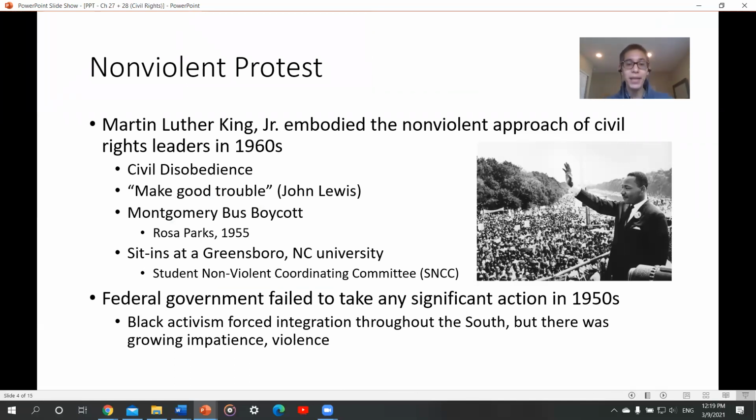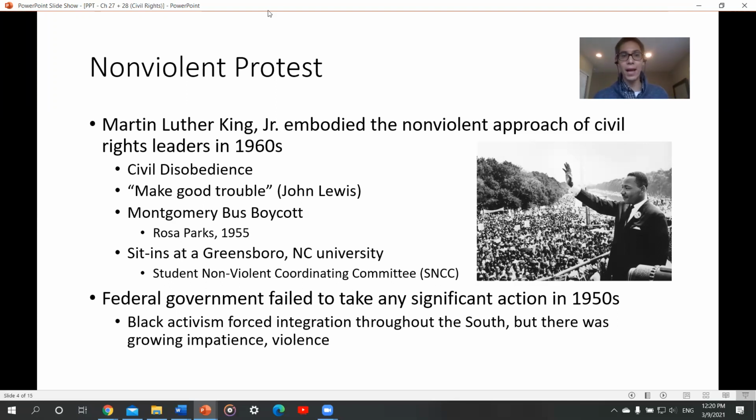This idea of civil disobedience, of making good trouble, really exemplified much of the civil rights movement of the 1950s and 1960s. University students created a group called the SNCC, the Student Nonviolent Coordinating Committee, again, all about using nonviolent tactics. This Black activism, Black leadership, civil disobedience did force some minor changes, but there was no federal legislation. This is under President Eisenhower's presidency. There's no federal laws in the 1950s.